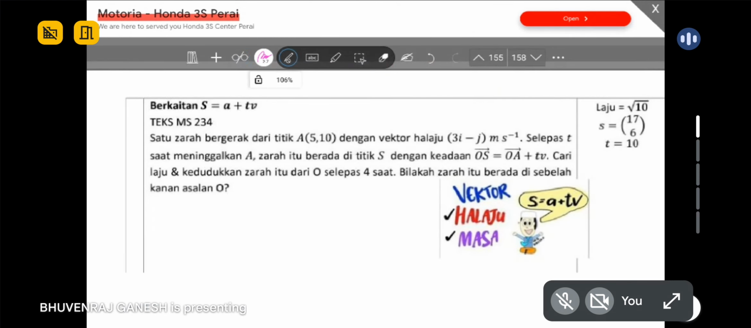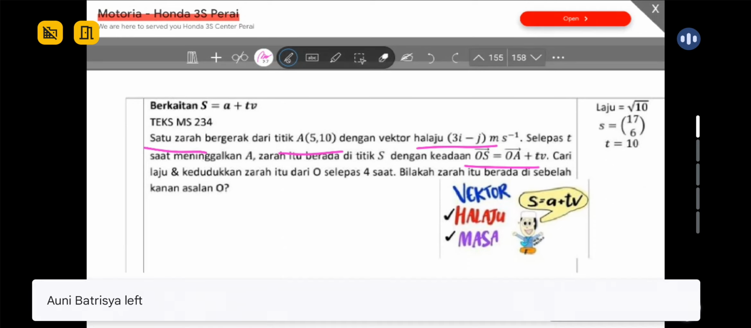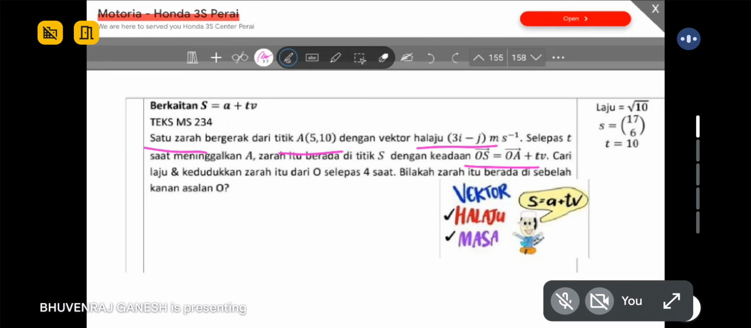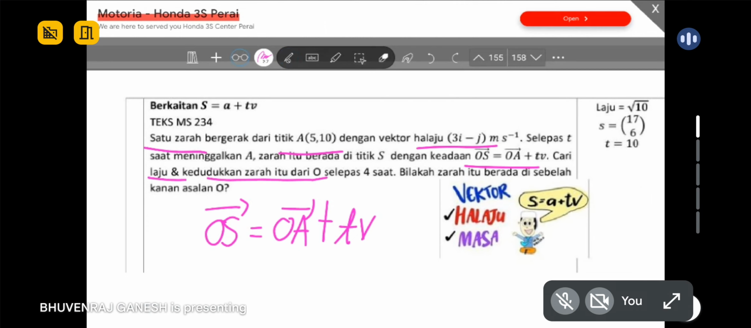Okay, so next question, guys. Another type of question. Okay, this question is talking about particle, satu zarah. So they tell you there is a point A, 5 10, velocity 3i minus j, and OS is equal to OA plus tV. So this is all the information that you have. Okay, so very simple, guys. Just use the equation. Okay, guna saja persamaan ni. OS is OA plus tV. The question is you need to find the velocity, laju. And you need to find the position of the O after 4 seconds.